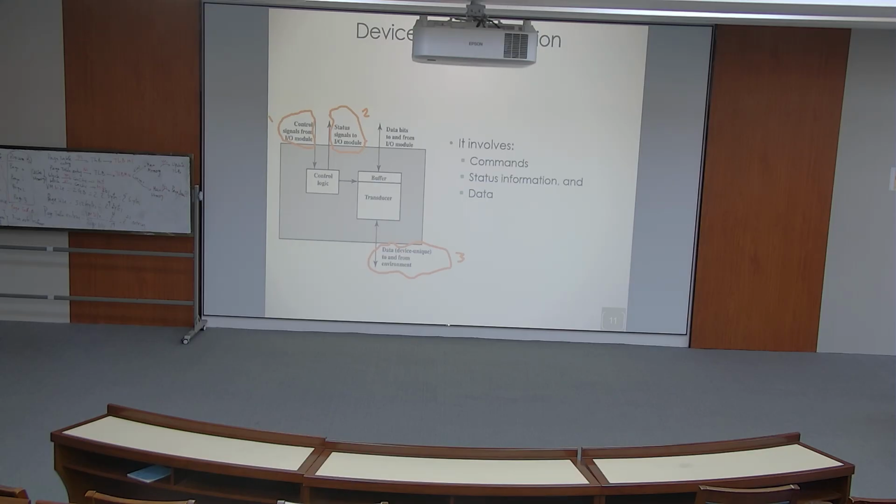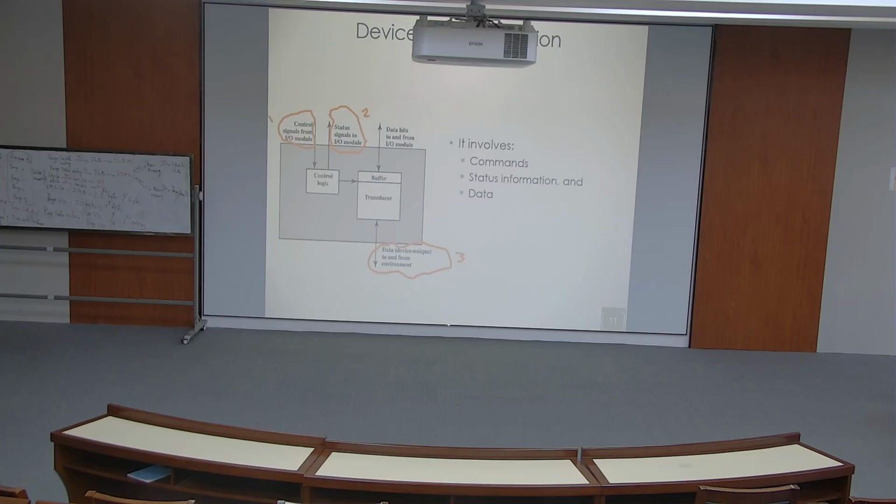So this is the device communication diagram, which includes the control signal from the input-output module, and we have the controller logic, which needs to send back the status signal to the input-output module to indicate its readiness about its communication. So here you can see that we have the control signal.